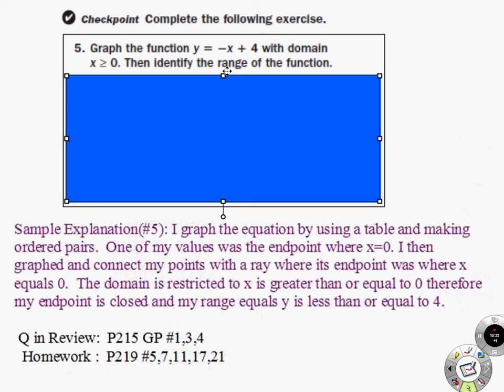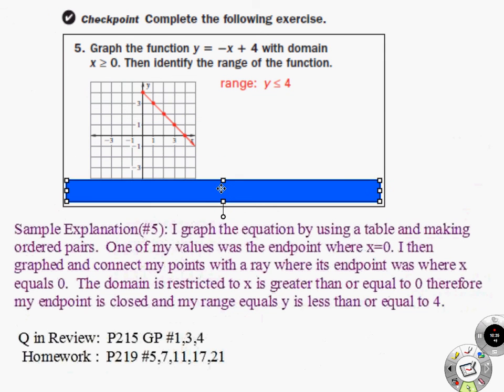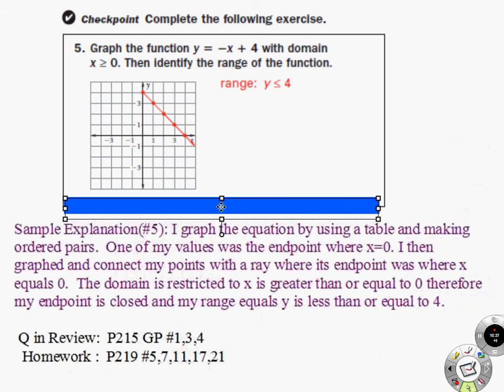And here's the moment of truth. Did you get it correct? This is what your graph should look like. The range is y is less than or equal to 4. Also notice the explanation below. You can now begin on your review questions on page 215, the guided practice problems numbers 1, 3, and 4.